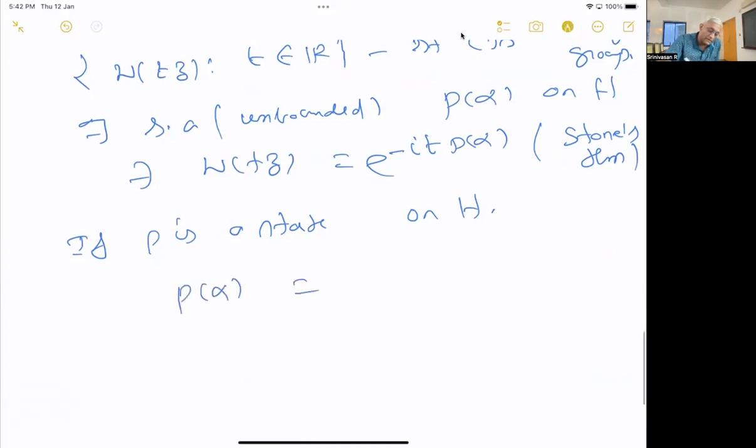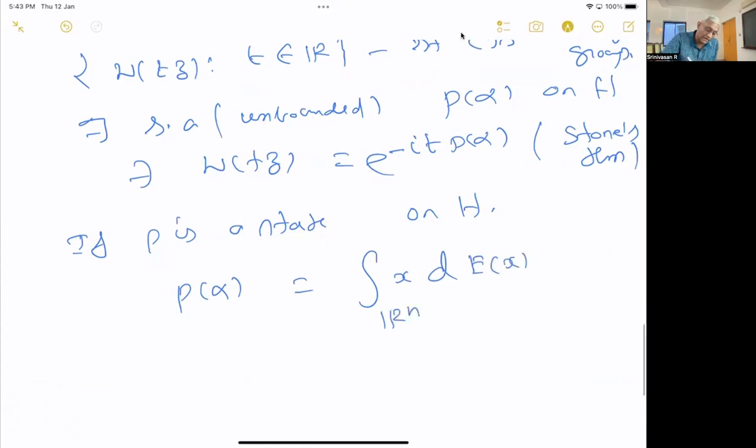P alpha is equal to the integral of e power minus i x d E(x), because there is p there, I use E, d E x on R^n, where E is the spectral measure. This is the Borel sigma algebra of R^n to B of H. It's a projection valued measure. Okay, this is a spectral measure.